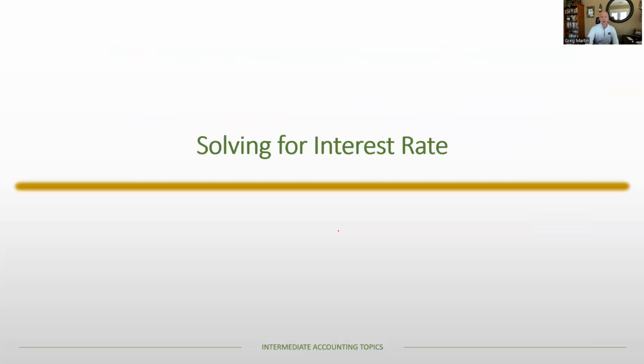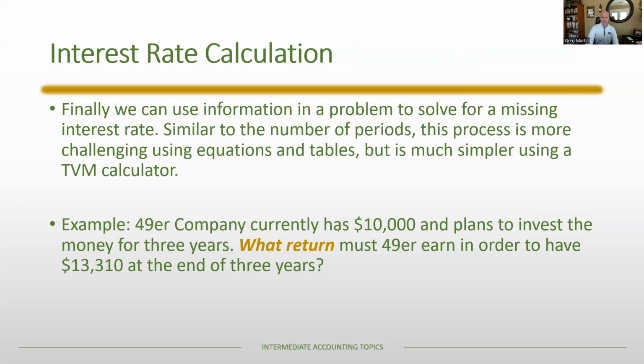All right, so the next thing we're going to solve for is the interest rate. Another piece of missing information could at some point be the interest rate. If that were the case, it's a little more challenging to use equations and tables. You can do it, and I do think it's still easier to use the time value of money calculator. But we're going to show you each piece. So, back to our example, they have $10,000.